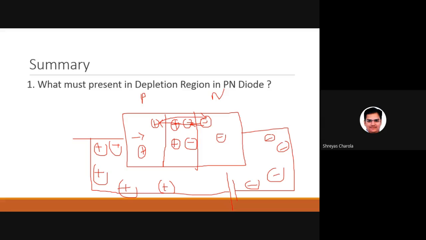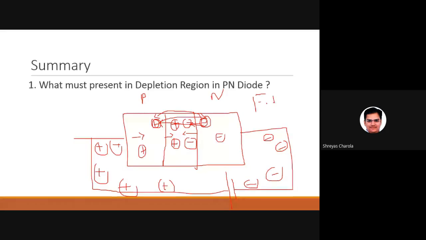Are you getting it or not? So what happens? This region will get narrower because each and every electron and hole has that much energy to pass through the junction and reach the n-type material. Okay, so that is nothing but forward bias.